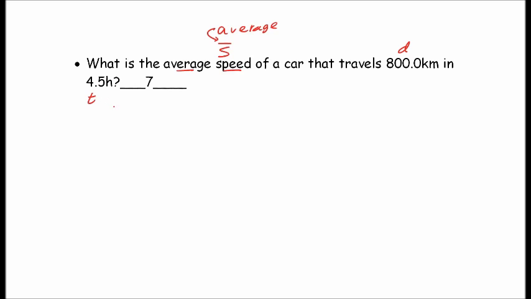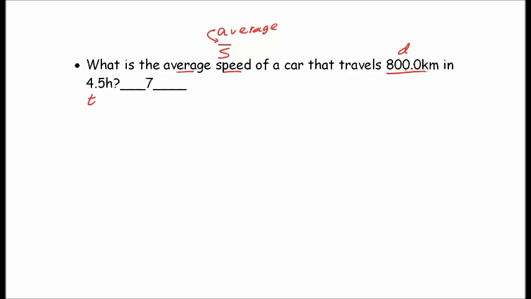So in this problem, we're looking for average speed, we have a distance, 800 kilometers, and we have a time, 4.5 hours. So obviously now the equation we're going to use is average speed is equal to distance divided by time. And all of these problems that we're working here today are set up in 3 steps. The first step that you see here is to simply write down the equation, the proper equation that we're going to use. Average speed equals distance divided by time.